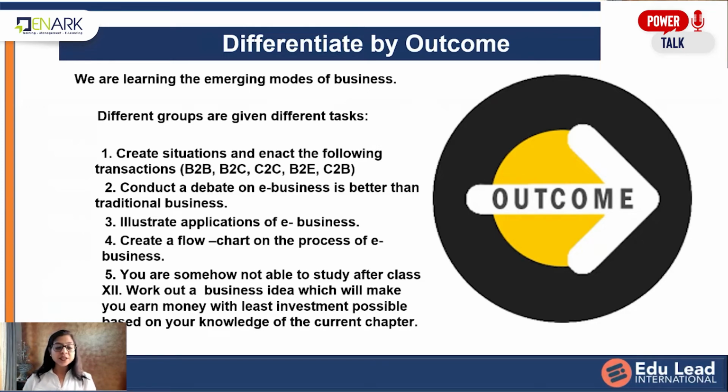And then the last one is: you are somehow not able to study after class 12. Work out a business idea which will make you earn money with the least investment possible, based on your knowledge of the current chapter. So they are supposed to create a business plan. This is of the highest order. They are creating a business plan. So this is differentiation by outcome.